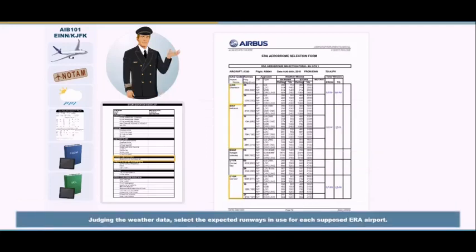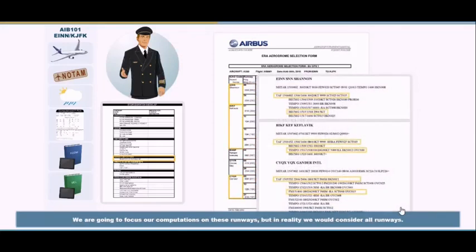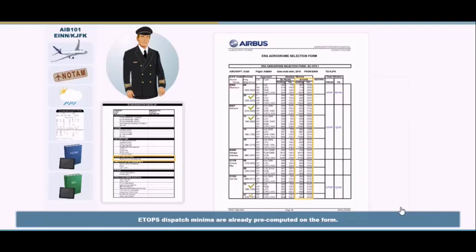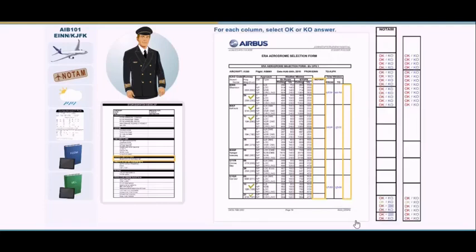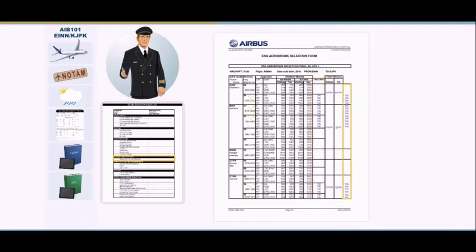Judging the weather data, select the expected runways in use for each supposed ERA airport. We are going to focus our computations on these runways, but in reality we would consider all runways. ETOPS dispatch minima are already pre-computed on the form. According to weather data and NOTAMs, are the approaches procedures in line with the requested criteria? As you can see, the conditions are in place for the selected airports to be considered as ERA airport. We can continue our preparation as planned.